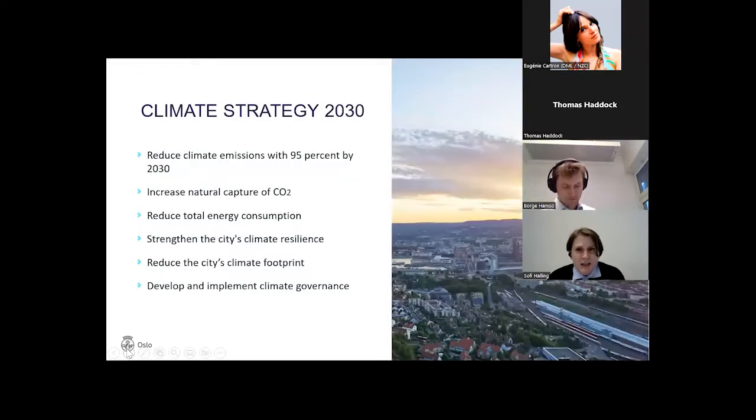Our climate strategy includes a broad range of goals and climate change related activities, which encompasses more than just direct emissions. In addition to reducing direct emissions, Oslo will also increase the natural capture of CO2 in the city. We want to reduce total energy consumption, strengthen the city's climate resilience, reduce the city's climate footprint, and further develop and implement climate governance.